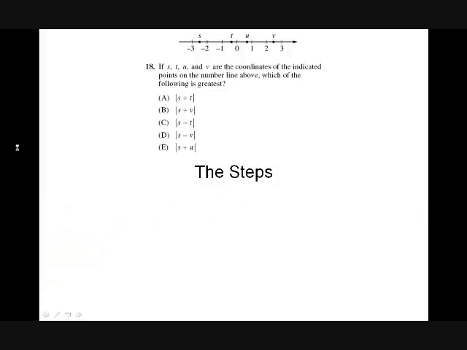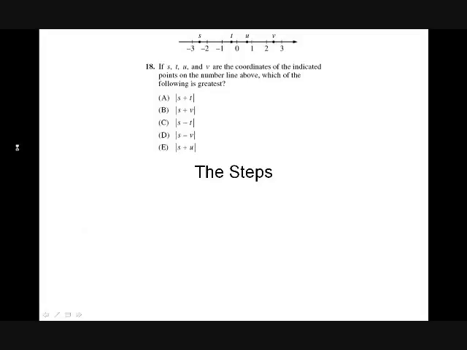If S, T, U, and V are the coordinates of the indicated points on the number line above, which of the following is greatest? So the first thing I would do is I would say, okay, we're using absolute values here. So regardless of if the number is positive or negative, we're just looking at the quantity. So the points with the largest quantity would be V and S.